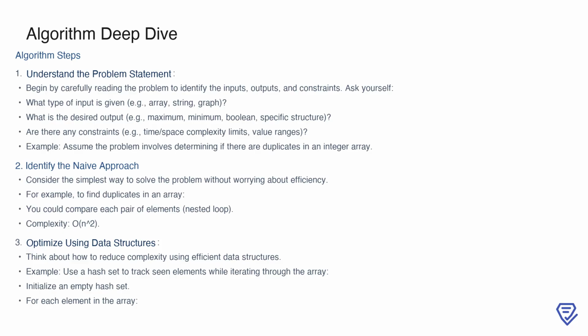Next, we can explore optimization by leveraging appropriate data structures. In this case, a hash set can significantly reduce complexity. The idea is to use the set to track elements as we iterate through the array, allowing us to perform fast lookups. Let's break this process down further.